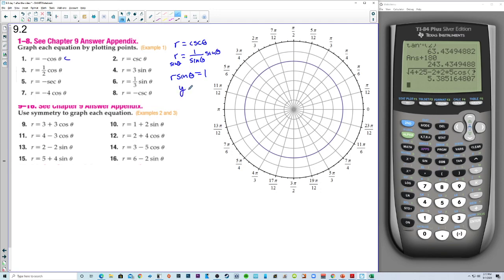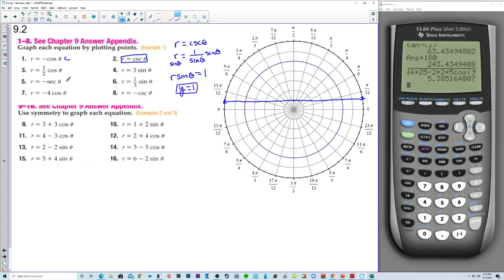Look at the toolbox that we have for section 3. It says y equals r sine theta. So y equals 1. If we graph this in polar, and if we graph this in rectangular, that's going to be the same thing. Well, this is a horizontal line. This is a line where y is equal to 1. That's when you have cosecant.